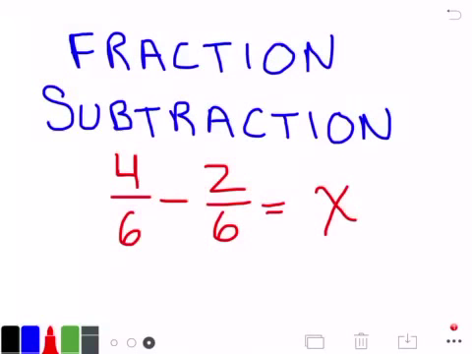But again, keep in mind the whole time we're working today, we are going to have the same denominator. That means we're going to be subtracting sixths from sixths, or fourths from fourths, tenths from tenths, and so on. Every problem we're going to see is going to be the same denominator. So 4/6 minus 2/6, let's get into this one. You'll see how simple this skill really is.